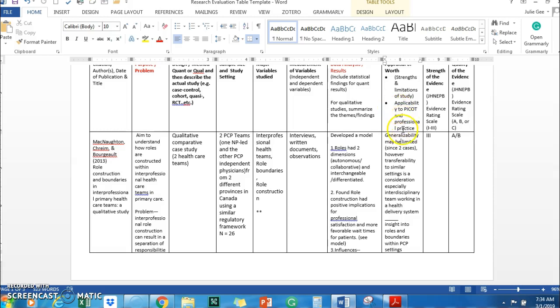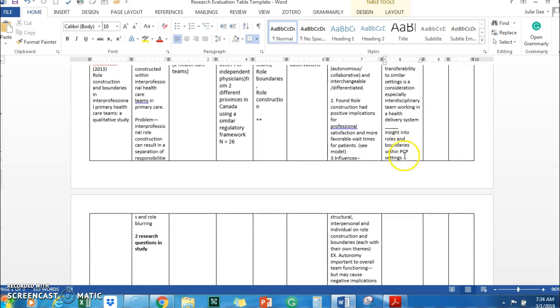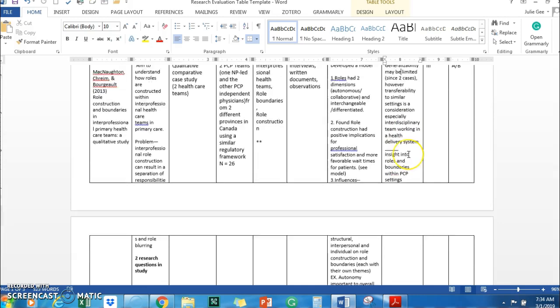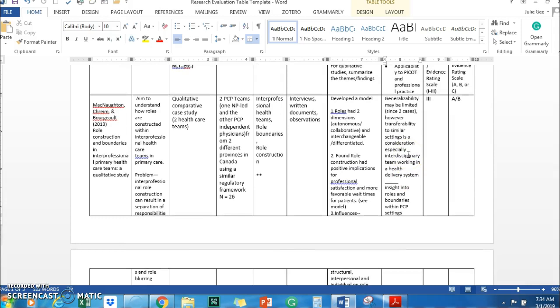I think for applicability to whatever your PICO or your professional practice, the insight into the roles and the boundaries is always important to understand, especially when we're talking about autonomy versus blurring of roles, which we see with MDs and nurse practitioners. There's a little bit of angst oftentimes on the MD's part.